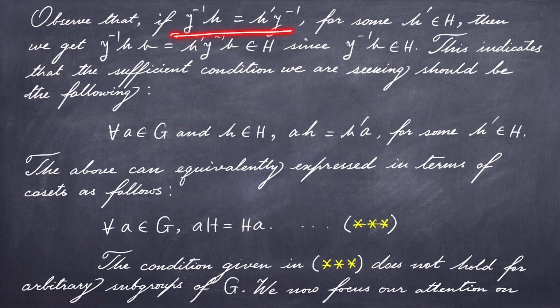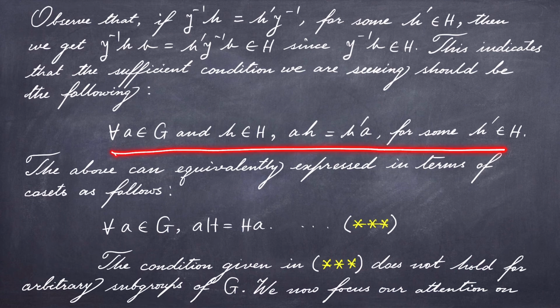In view of this observation, we see that the sufficient condition we are seeking should be the following. That is, for every a in G and h in H, ah should be h'a for some h' in H. If this is there, then immediately all such things will be inside H, and that makes star a binary operation. Consequently, the collection of left cosets becomes a group with respect to star.